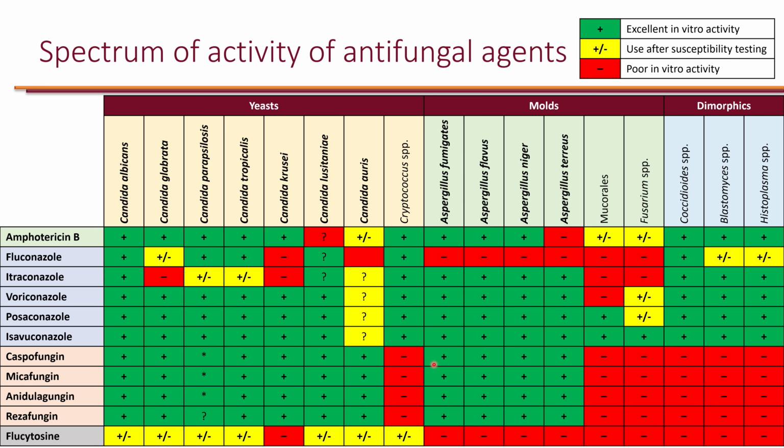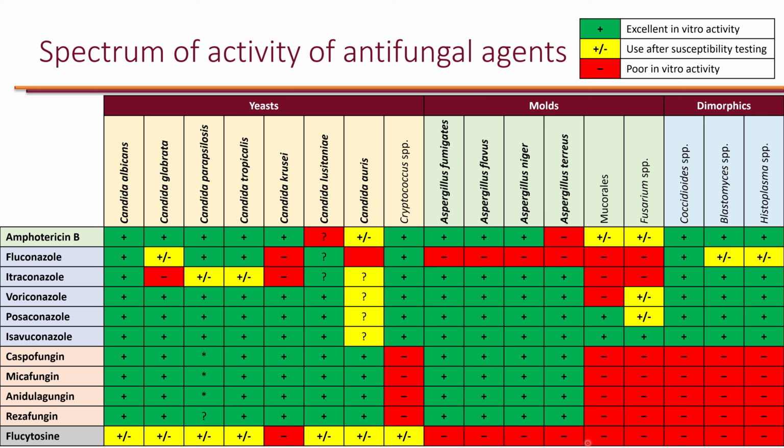And then for echinocandins, they have somewhat activity against most molds, specifically aspergillus, but in general, their activity is not as good as azoles for aspergillus. It's the opposite of candida. So echinocandins have better activity against candida compared to azoles, but it's reverse for aspergillus. So azoles are better against aspergillus compared to echinocandins.